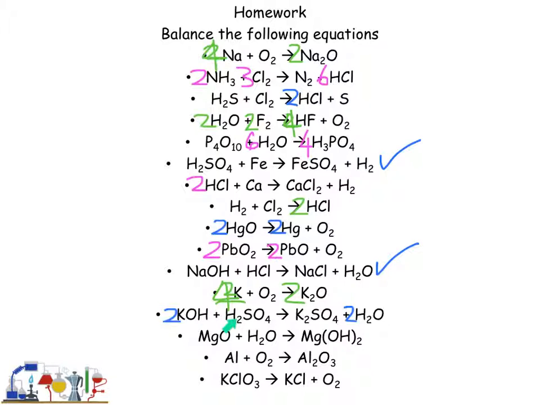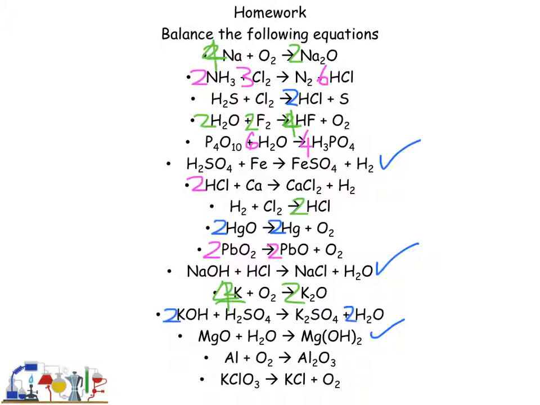2 hydrogens plus 2 hydrogens is 4 hydrogens. 2 times 2 is 4 hydrogens. 1 sulfur, 1 sulfur. Yay, it's all balanced now. 1 magnesium, 1 magnesium. 2 oxygens, 2 oxygens. 2 hydrogens, 2 hydrogens. It is balanced.